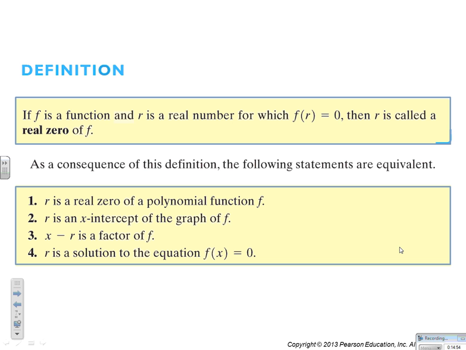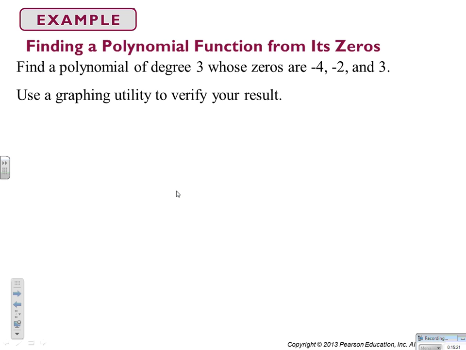As a consequence of this definition, the following statements are equivalent. r is a real 0 of the polynomial f. r is an x-intercept. x minus r is a factor, and r is a solution to the equation f of x equals 0. So tons of stuff. If we find a real 0, it tells us all these items out of just that one fact.